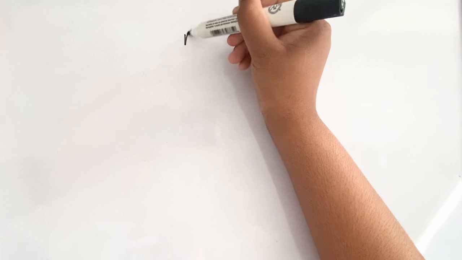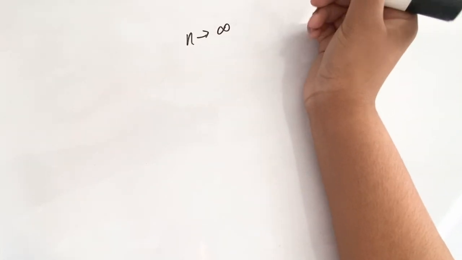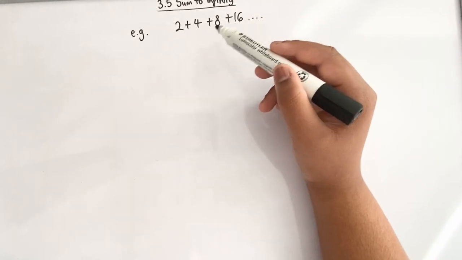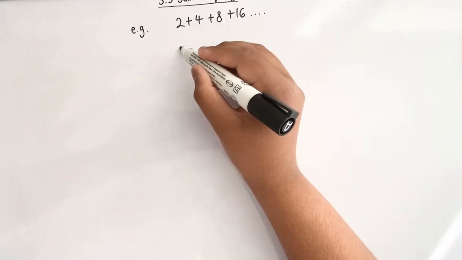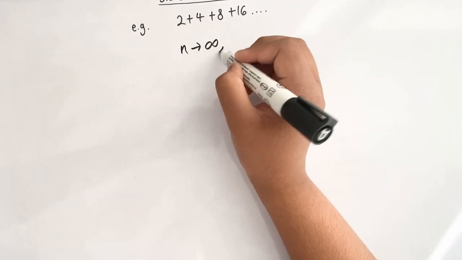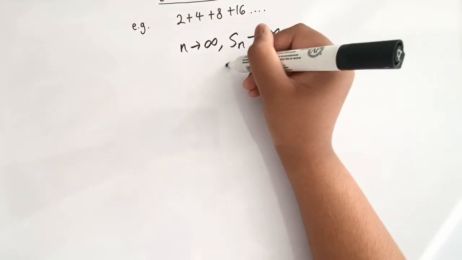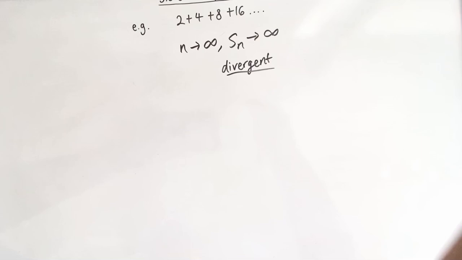Lesson 5, Sum to Infinity. For a geometric series, as the number of terms n tends to infinity, the sum of the series is called the sum to infinity. For example, take the series 2 plus 4 plus 8 plus 16. The terms get larger as you go on, so as n tends to infinity, Sn will also tend to infinity. So we say this is a divergent series.